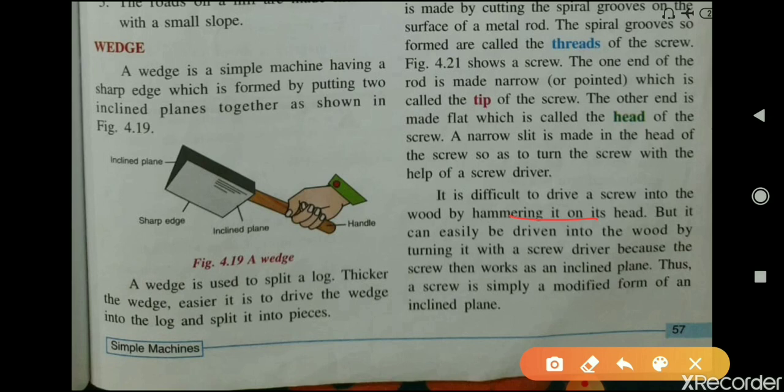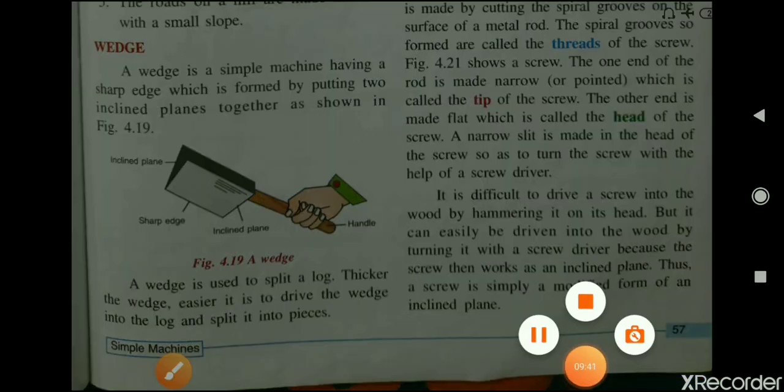It is difficult to drive a screw into the wood by hammering it on its head as we do in case of a nail, but it can easily be driven into the wood by turning it with a screwdriver, because the screw then works like an inclined plane, and thus the screw is simply a modified form of an inclined plane. Okay, this is about screw.